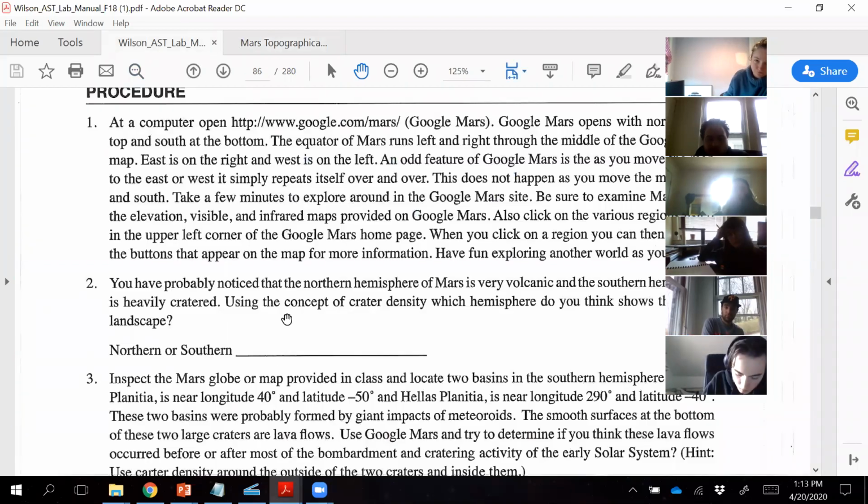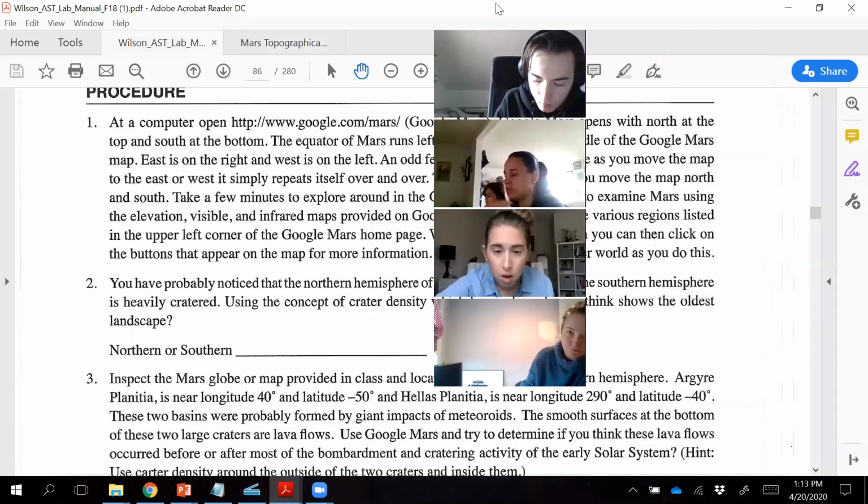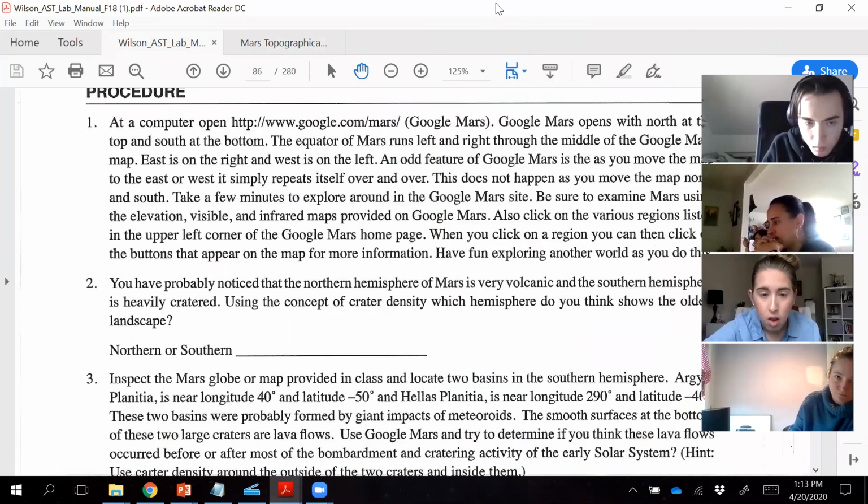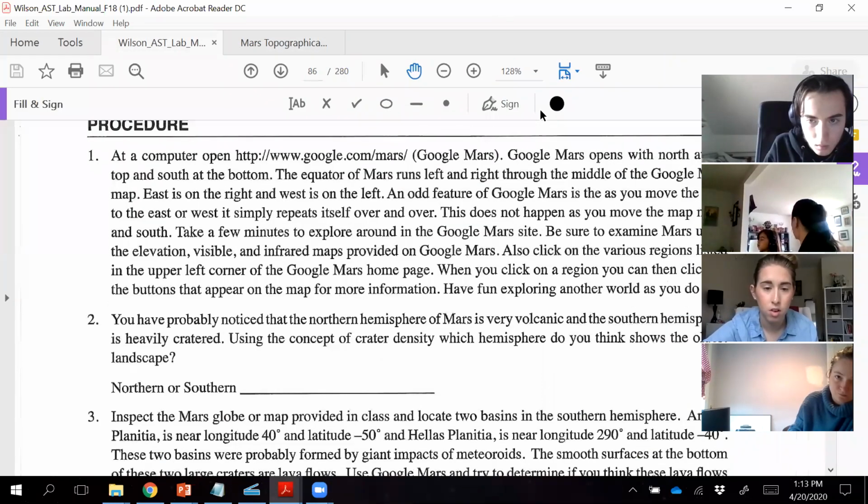Okay, I gotta decide how I want to do this. Can I type into this thing? Because that would be kind of cute and convenient. Do I have?